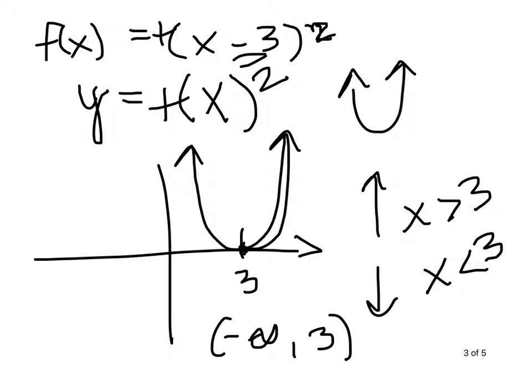And notice I'm putting parentheses, not brackets. I'm not including the 3 because at this point it's neither decreasing nor increasing, right? Because it's just flat. So I'm not including the 3 for that reason. So that's this one, so less than 3. And then for increasing, it would be 3 to infinity. Cool. Make sense? Cool.